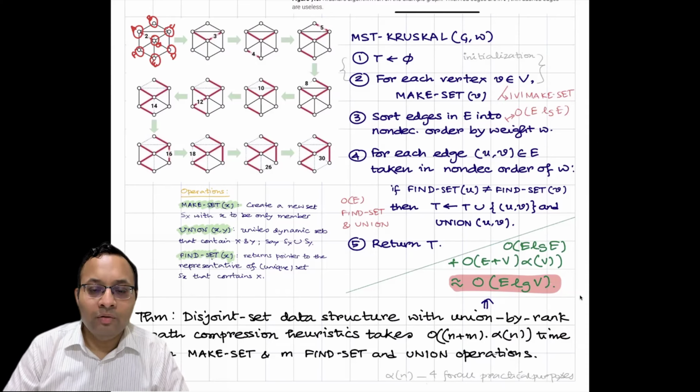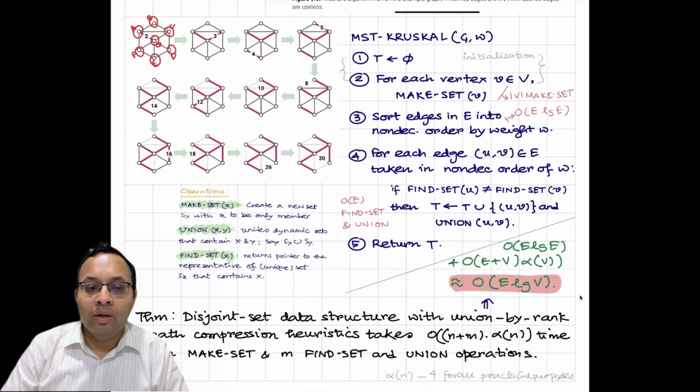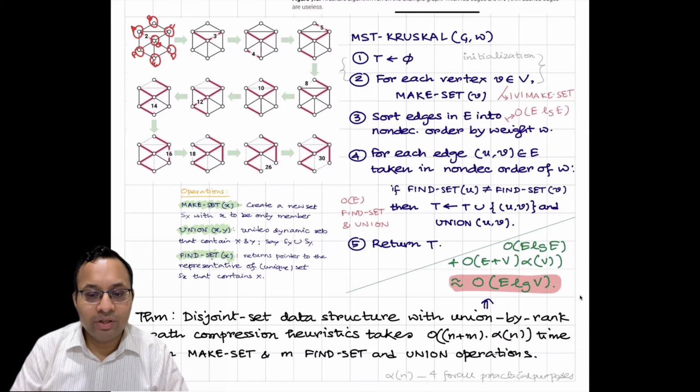Now what we do, for each edge taken in non-decreasing order, we'll see if the 2 endpoints are in the same component or same set or not. If they're in the same set, then it's a useless edge. Then we'll not add it. If they're not in the same set, then we can add it because it's a safe edge. Because both the endpoints are in different components and among all the remaining edges, it's the minimum cost edge. So it is a safe edge.